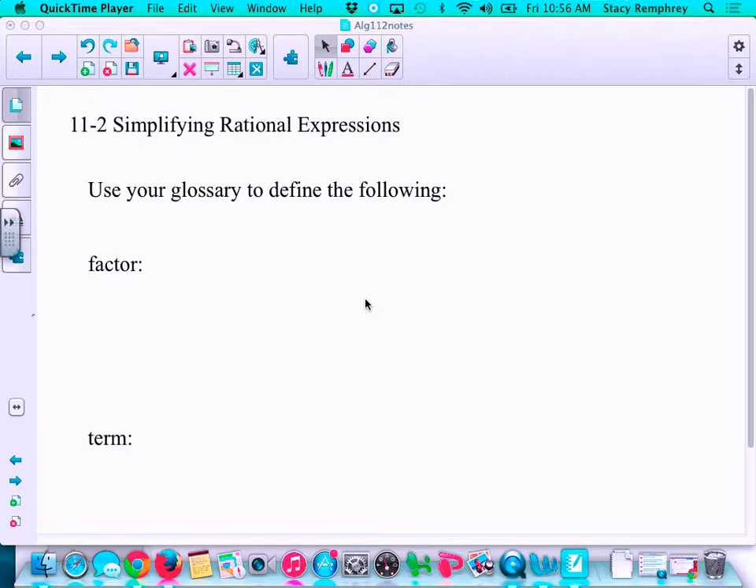Okay, the biggest thing about factors is that they are numbers that are multiplied together. They are part of multiplication, and terms are part of addition. And subtraction is addition. Remember, you can always change a minus to plus a negative. So terms are things that are added.